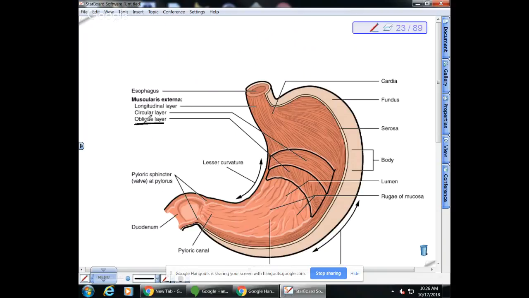The opening to the stomach is sometimes referred to as the cardiac valve, or the cardiac sphincter. You'll remember that we talked about that. That's the same thing as the gastroesophageal sphincter. So if you hear cardiac, that's just because that part of the stomach is called the cardia. And so the cardiac sphincter is where the esophagus enters the stomach.